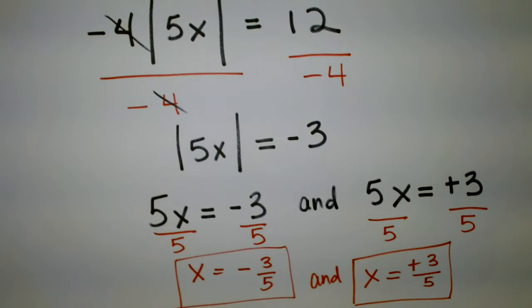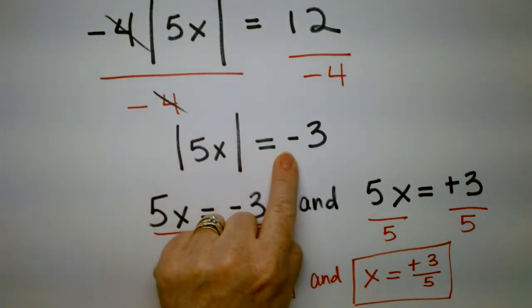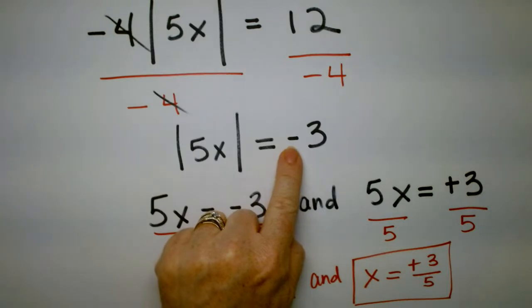All right, are you seeing a problem? Does anybody see a problem here? Tell me you see a problem. Oh, please tell me. Please, please, please tell me you see a problem. Will you get actually any solutions for this thing? Look, you have the absolute value equals a negative number. Look at that. Is that even possible?